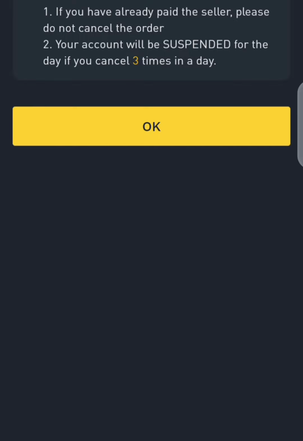If you do, then there's no way Binance can defend you except you call the person to start making an appeal. If God touches his heart, he can send your money back to you. And if God does not, and you cannot fight it, the money is gone. So do not cancel the trade once you've made payment. Your account will be suspended for the day if you cancel 3 times in a day. I think I have mentioned that in the video before.